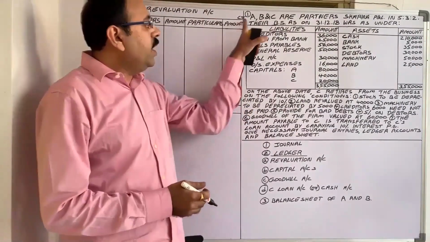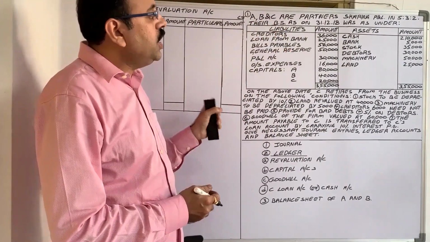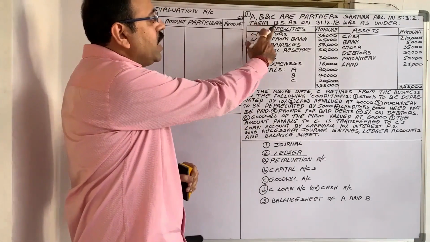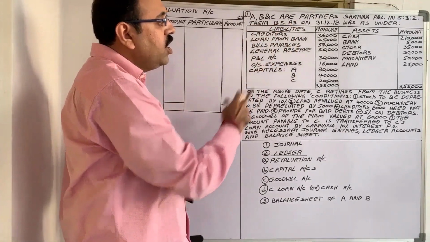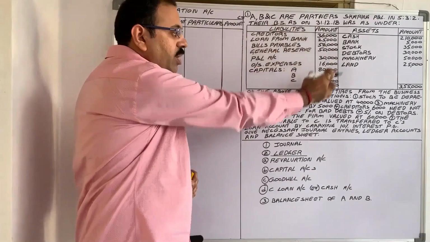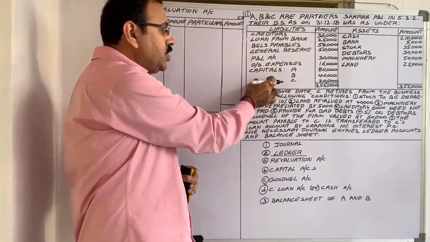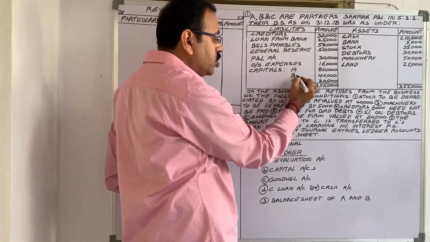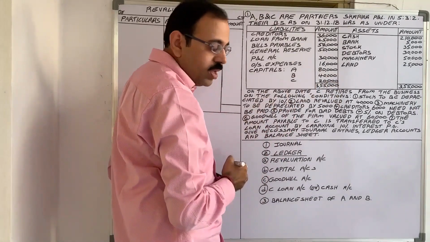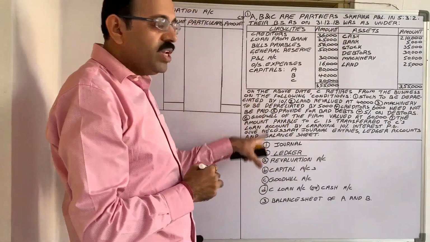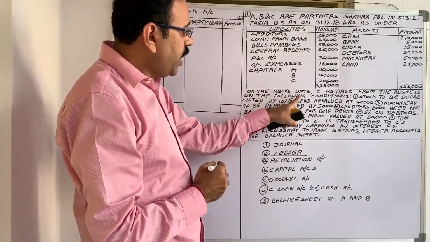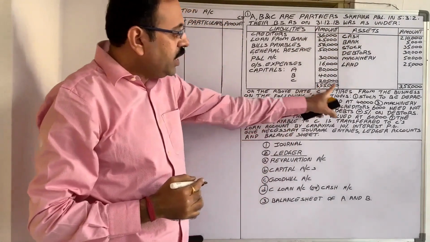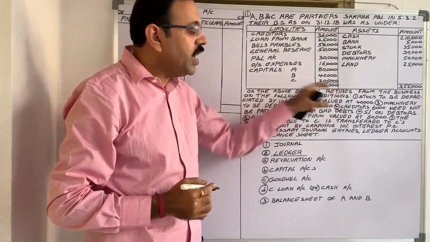So see the question. A, B, C are partners sharing profit and losses in 5:3:2 ratio. Their balance sheet as on 31st December 2018 was as under. So he has given one balance sheet. This balance sheet is known as the old balance sheet because in the balance sheet the capitals of all the 3 partners are given. Then below the balance sheet he has given some adjustments. On the above date, which date? On 31st December 2018, C retires from the business on the following conditions.